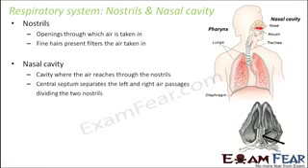In the nasal cavity, there is a central septum which separates the right and left air passages, dividing the two nostrils. This is how the two nostrils look. These are the two holes which you see in your nose. They are separated by a wall. This is known as the central septum. This wall in between, you can feel it in your nose. That is the central septum.